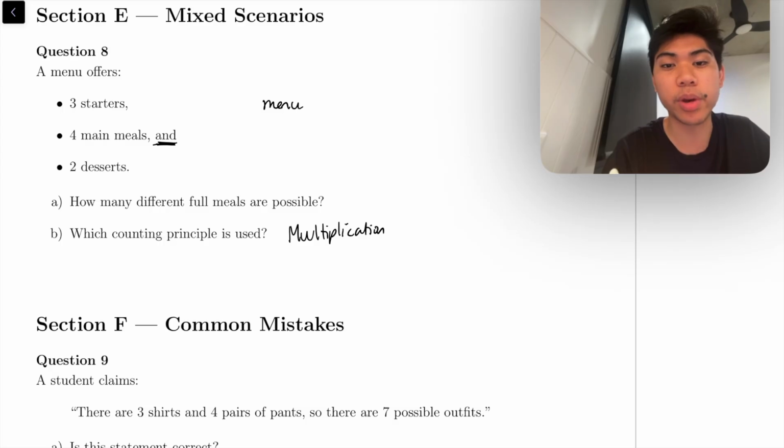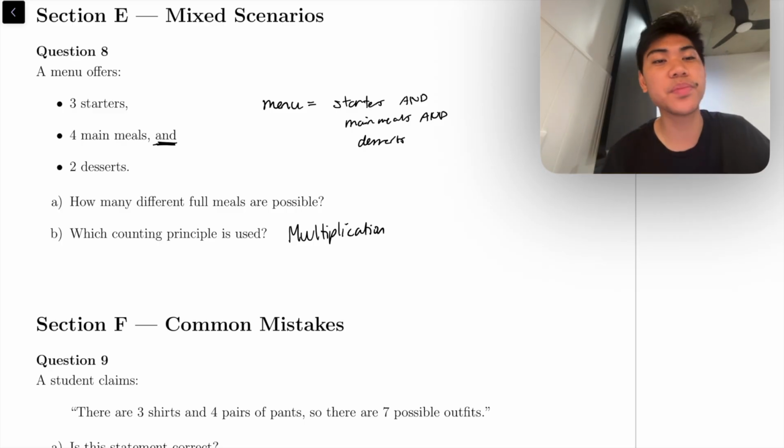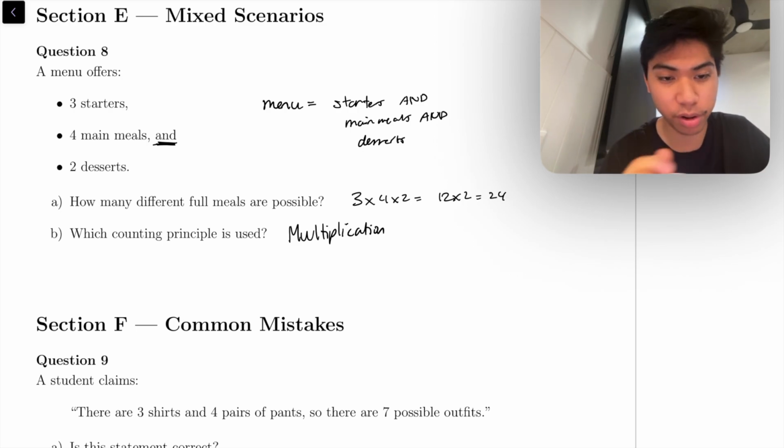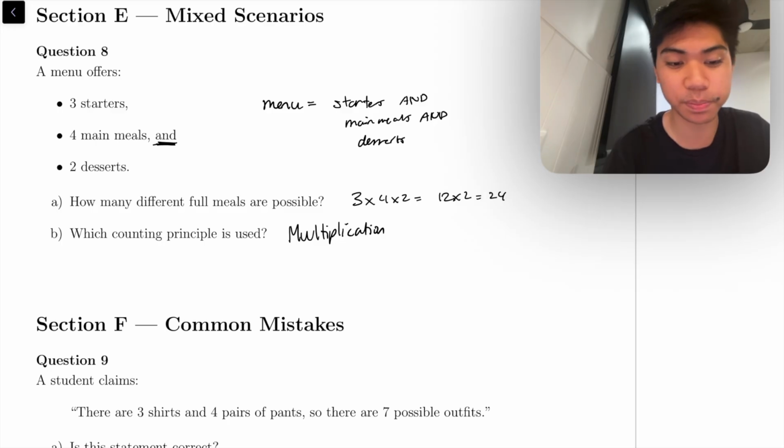You know, the menu, we can safely assume that we're going to have starters and main meals and desserts. So they're not going to be mutually exclusive, they're going to be sequential, and they're going to happen simultaneously, one after the other. Okay, and so in that case we would just multiply our numbers. So 3 times 4 times 2, so that's equal to 12 times 2, and that's equal to 24. All right, different full meals that are possible.